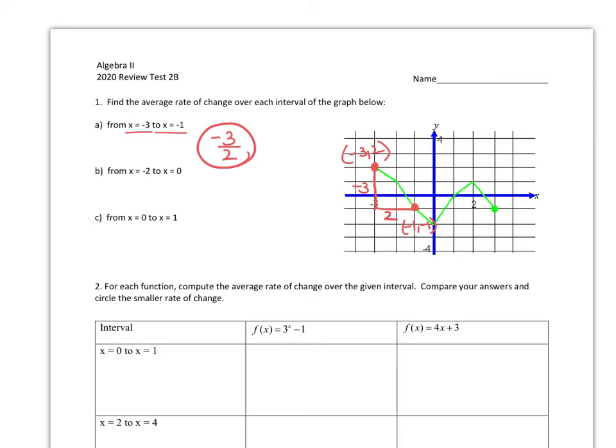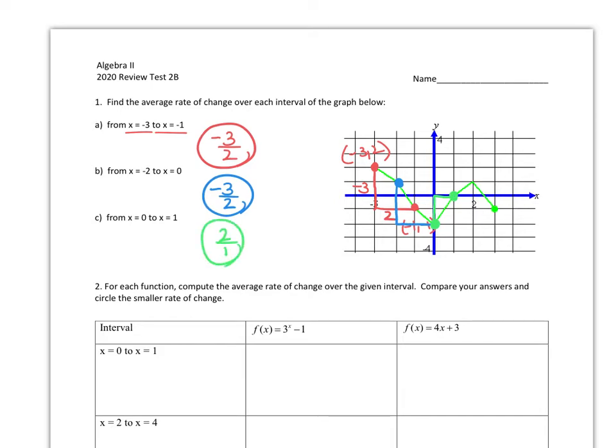Now the next one is from -2 to 0. So -2 to 0, you're going down 1, 2, 3 over 1, 2. So again, slope of -3 over 2. And then from 0 to 1, so you're here at 0, you're here at 1, so you're going up 2 over 1, so the average rate of change is 2.